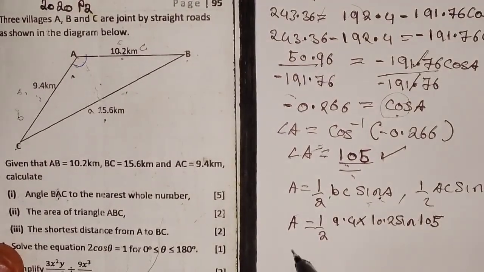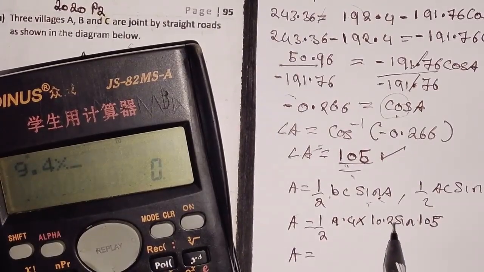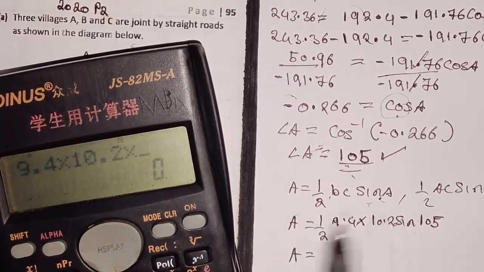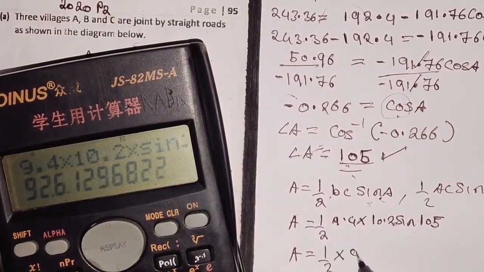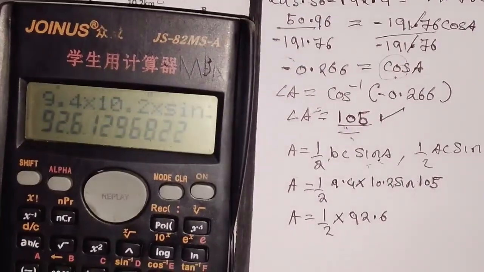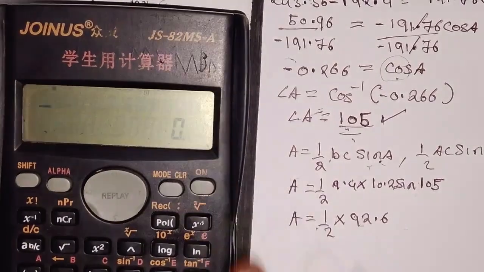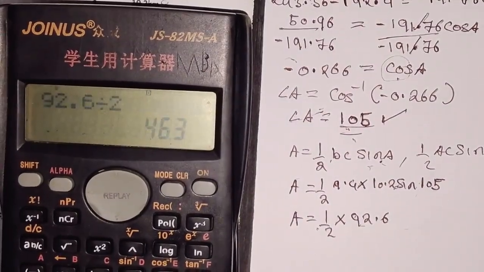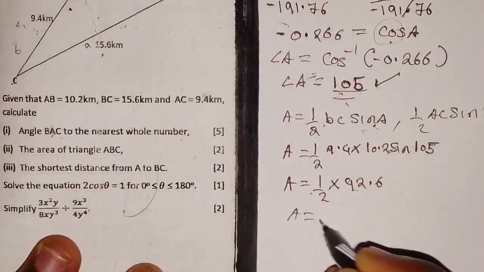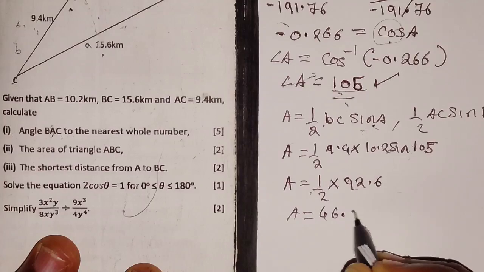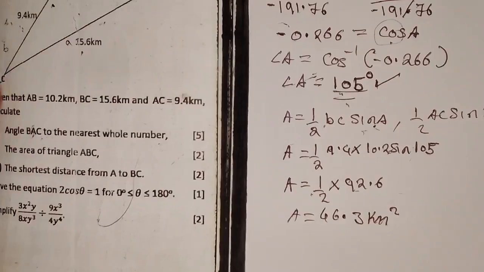Okay, so after this, you just do area is equal to, so here you can just do direct 9.4 multiplied by 10.2 multiplied by sine 105. Okay, so it has given us 1 over 2 multiplied by 92.6. Then you just divide it by 2. So this simply means 92.6 divided by 2, or you just multiply by half. So this will give you 46.3. So our area is 46.3 kilometer squared. On the angle it's degree, so we forgot our degree. Okay, so this is the area.